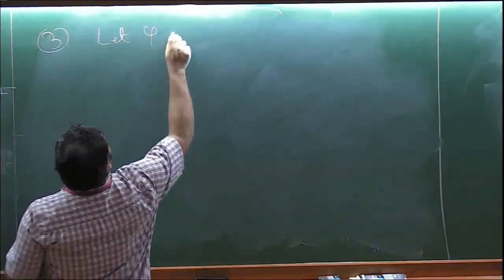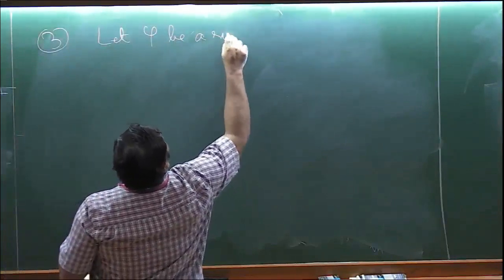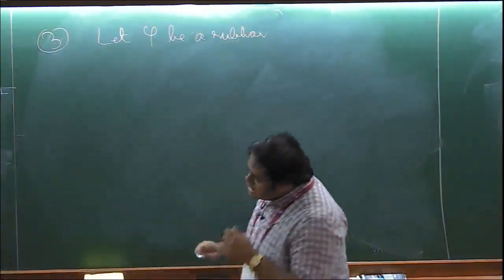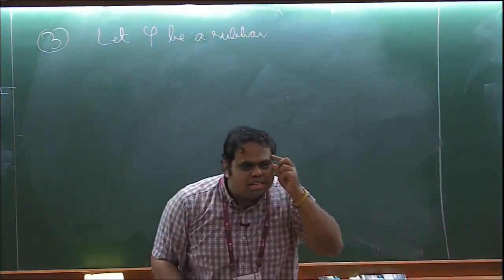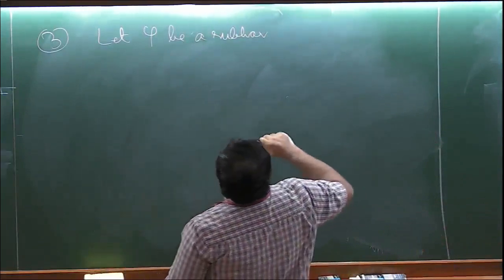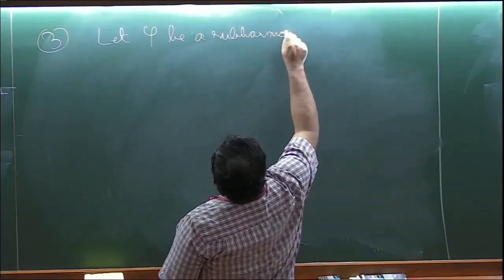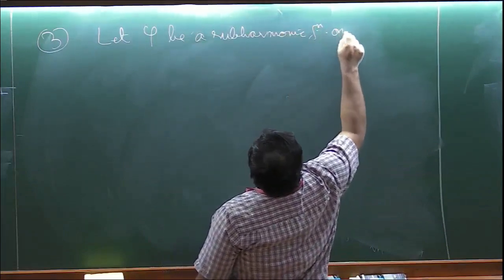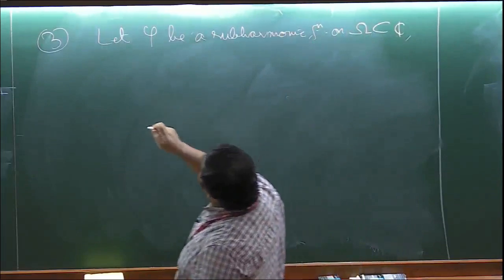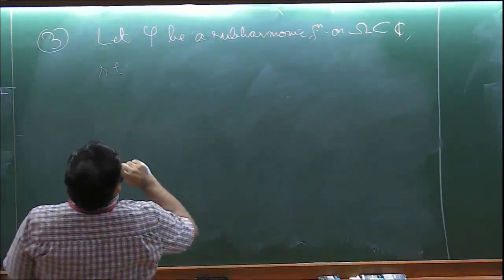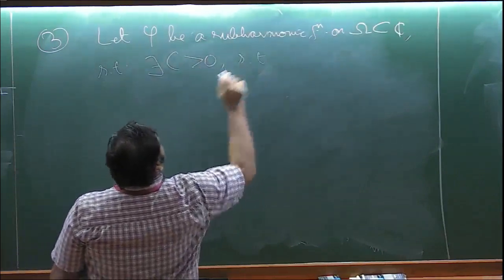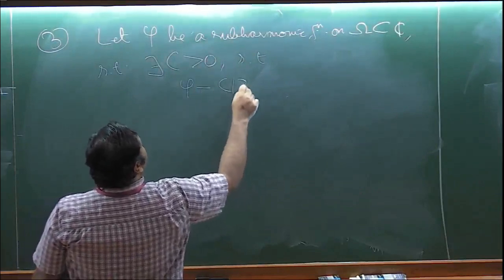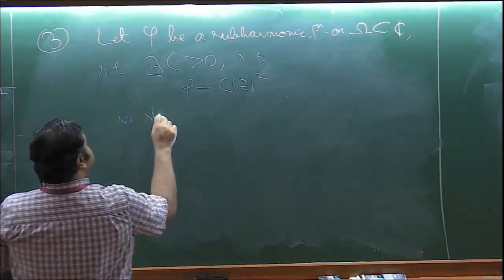So number three. Let phi be a subharmonic function. In general, subharmonic functions need not be even continuous. They're just upper semi-continuous. And by the sub-mean value property, it follows that they're locally integrable. But we cannot say anything better than that. Subharmonic function on a domain omega in C, such that there exists capital C greater than zero, such that phi minus C mod Z squared is still subharmonic.